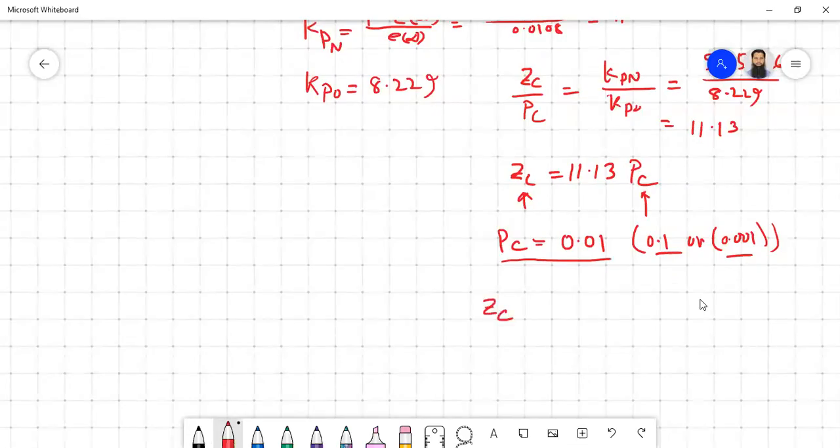Then ZC will be 11.13 times your 0.01, which is approximately 0.111. Okay, so we don't have to plot the root locus again, but we can verify our system behavior and steady state values, whether they matched or not. So you can check that.